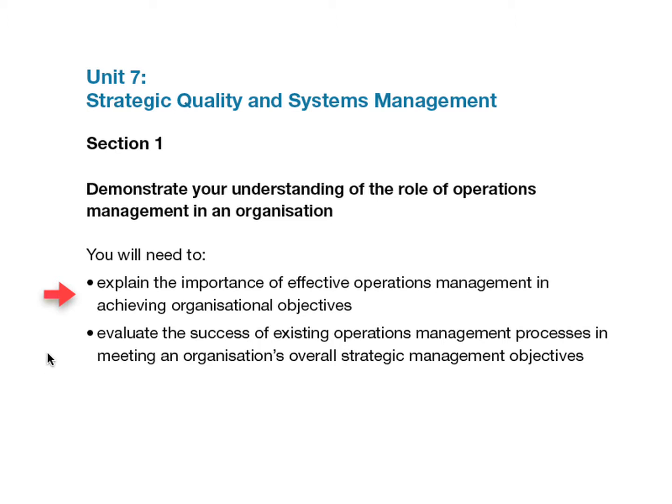For this bullet point, you need to focus on a specific organisation, ideally your own, or if that is not possible, then a typical organisation in a specific sector, and its strategic management objectives. Identify and describe the operations management processes which are currently in place and evaluate the contribution of those to the achievement of the strategic objectives.